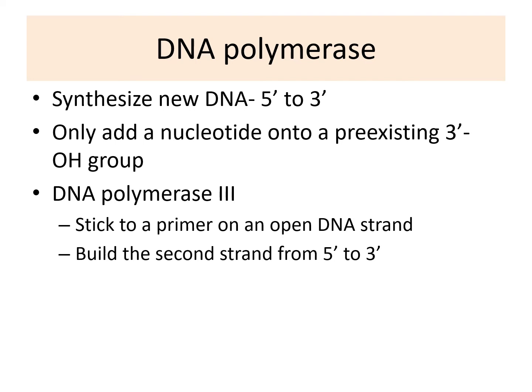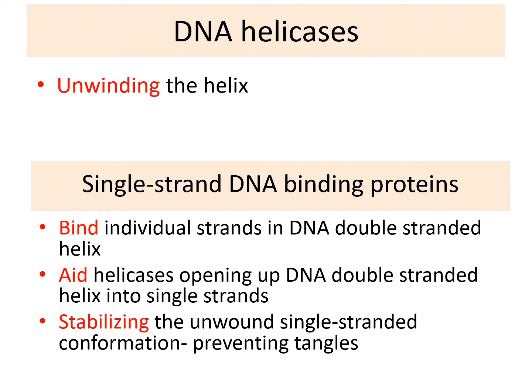3' end. For replication, you also need DNA helicase, the one that actually unwinds the helix structure of the DNA. So this is the enzyme, DNA helicase. The other ingredient is called single strand DNA binding proteins. These proteins bind individual strands of the double-stranded helix. They help helicase to open up the DNA double-stranded helix into single strands of DNA, and then it also helps stabilize the unwound single strand conformation, preventing tangles of the DNA strands.